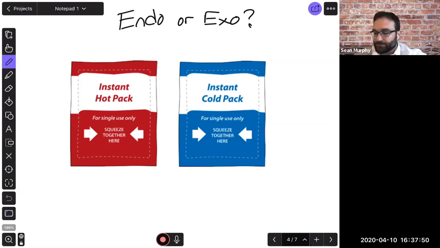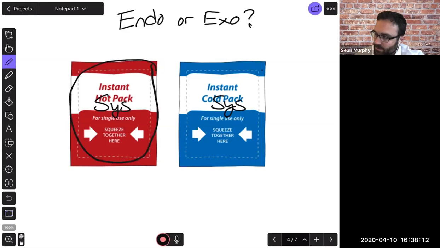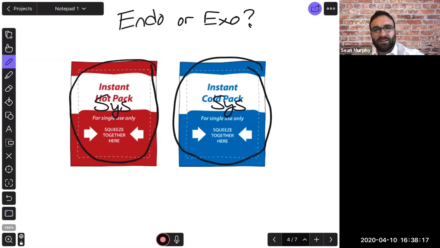So that being said, hot pack, exo or endo? Well, remember, if these are the system, here's my system, and here's my system. If it's a hot pack, is the heat leaving the hot pack or going into the hot pack?